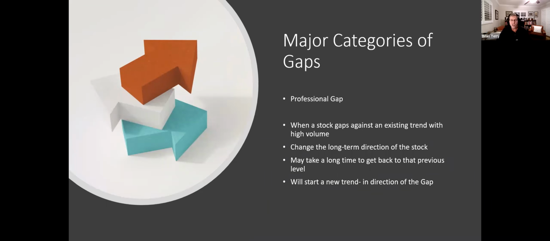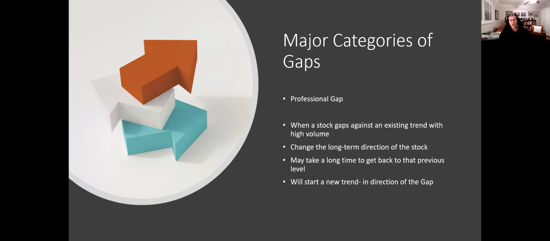And what that generally means in a lot of cases, not every time, is that it changes the long-term direction or trend of the stock. So you can take a stock that has been going down, and then all of a sudden it gaps up and then starts to move higher. So that's kind of what we would look for if we were looking for a professional gap. And these are the kind of trades that really kick off a new trend.